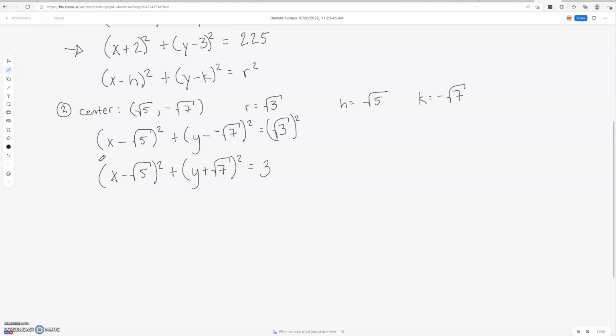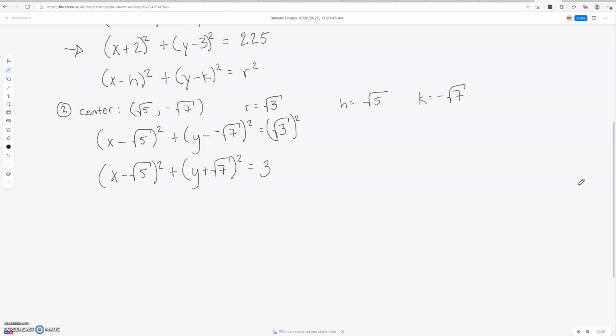Right? And so this is your center-radius form of a circle with a center at (square root of 5, negative square root of 7) and a radius of radical 3. Okay?